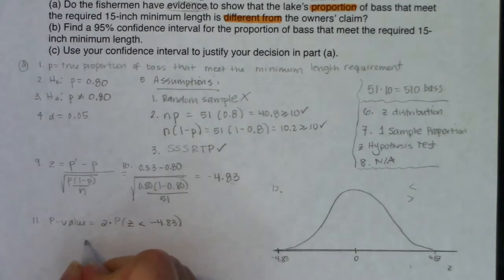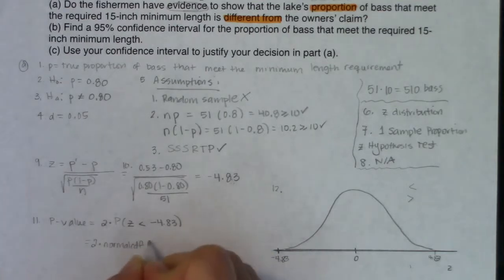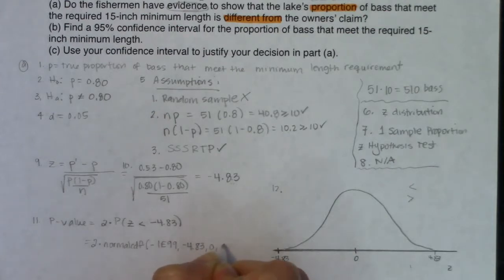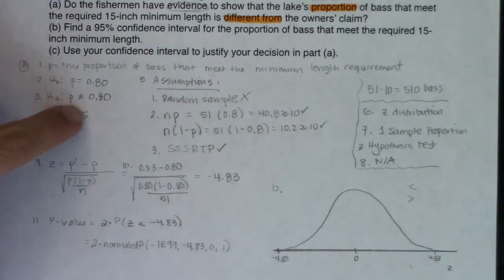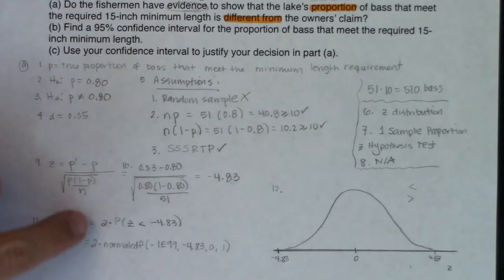So what this means is on my calculator, I'm going to do 2 times normal CDF. And then we're going to go low, high, mean, standard deviation. All right, so there's a fun little quirk when you have a two-sided test. When you have a two-sided test, you will be doubling your p-value number. You'll always double for symmetry.